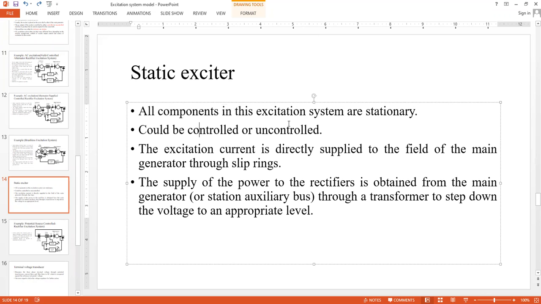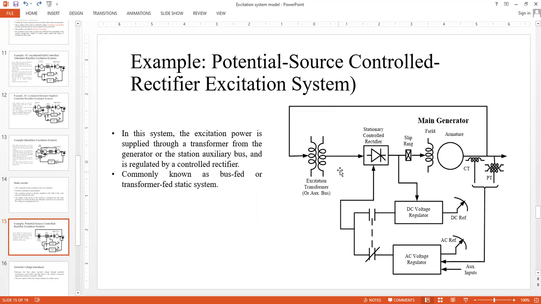Again, this could be controlled and uncontrolled. And the next parts, we will see in the diagram, the next 2 points. So this is the configuration, actually only one of those. There are a few examples or types provided in the textbook of Prabha Kundur. So probably you will get an idea about the remaining types, but I think only one is sufficient for getting the idea how it is working.